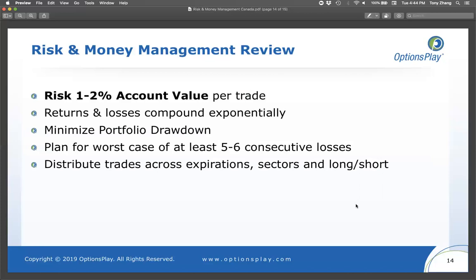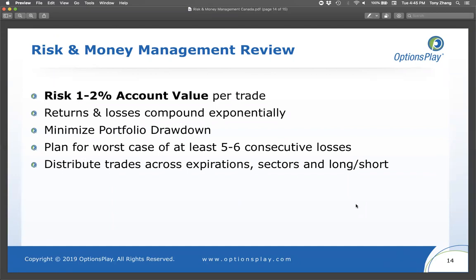And that's why it's so important to make sure that you focus on controlling your losses more so than focusing on your upside. Because if you don't focus on your losses, there will be no more upside because you've blown up your account. So the goal here is to minimize your portfolio drawdown. You want to plan for a worst case of at least 5 to 6 consecutive losses. And that means distributing trades across expirations, sectors, and long short to really help you make sure that those 5 to 6 consecutive losses don't happen on the same week, if you will, if you have all your positions concentrated in a single expiration date or sector or long short.